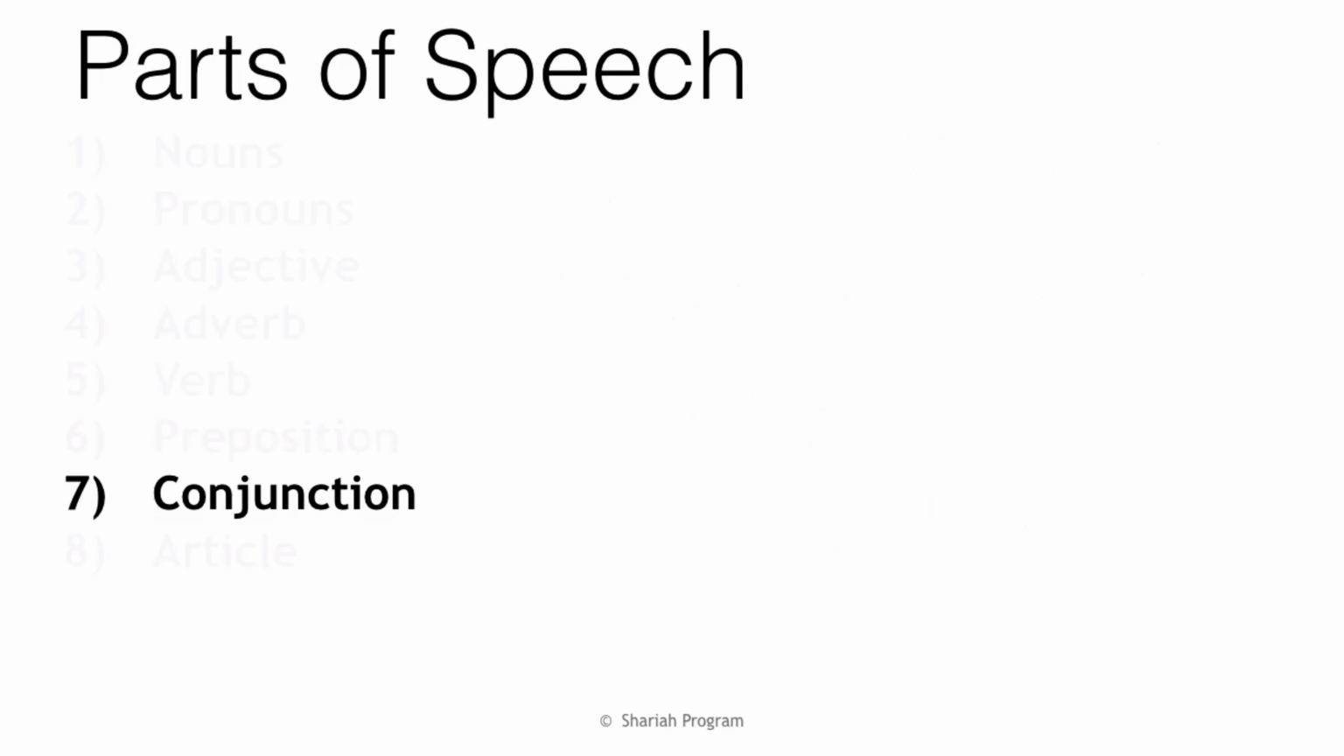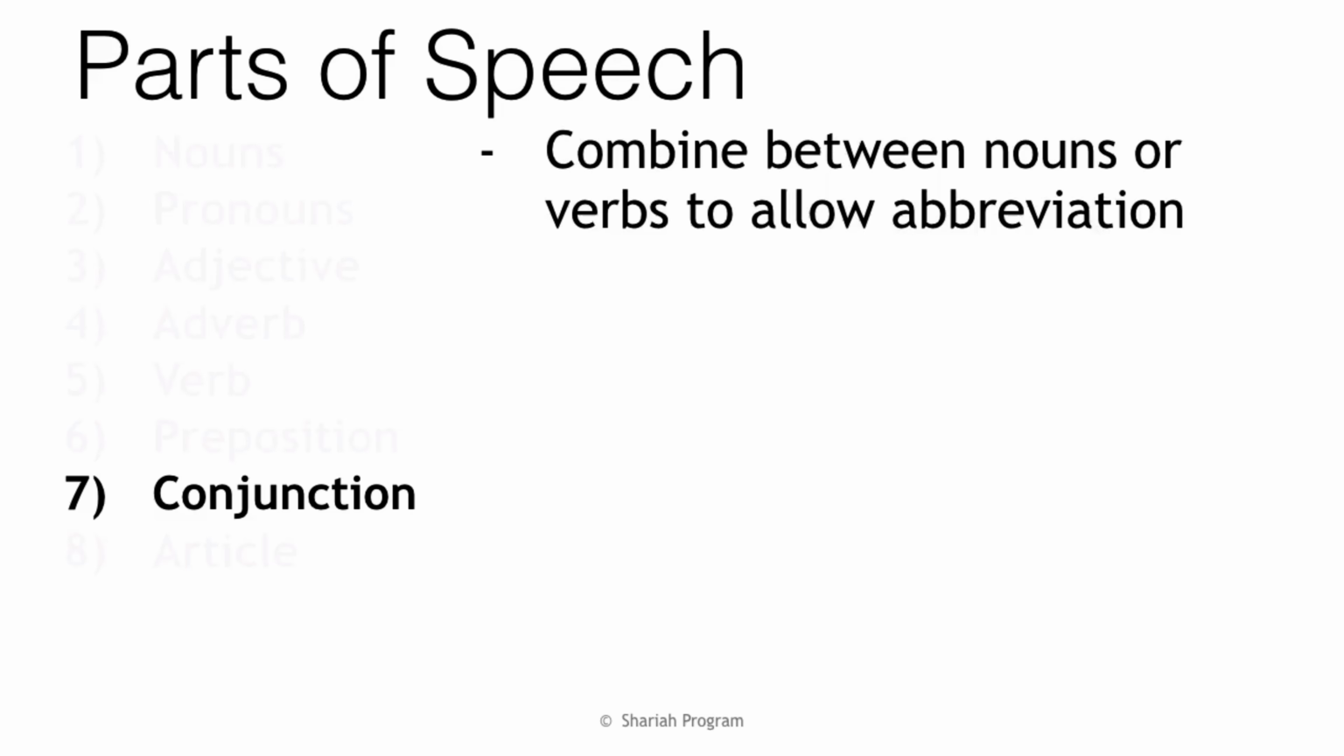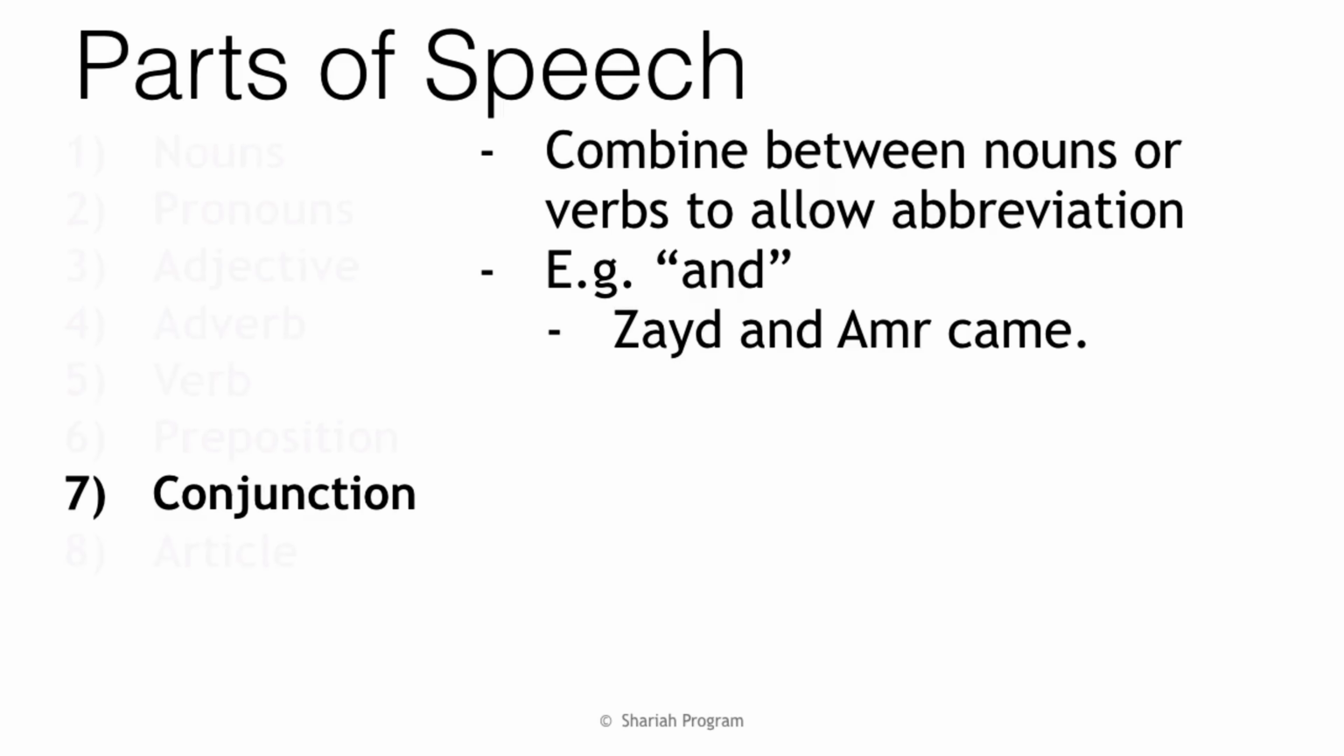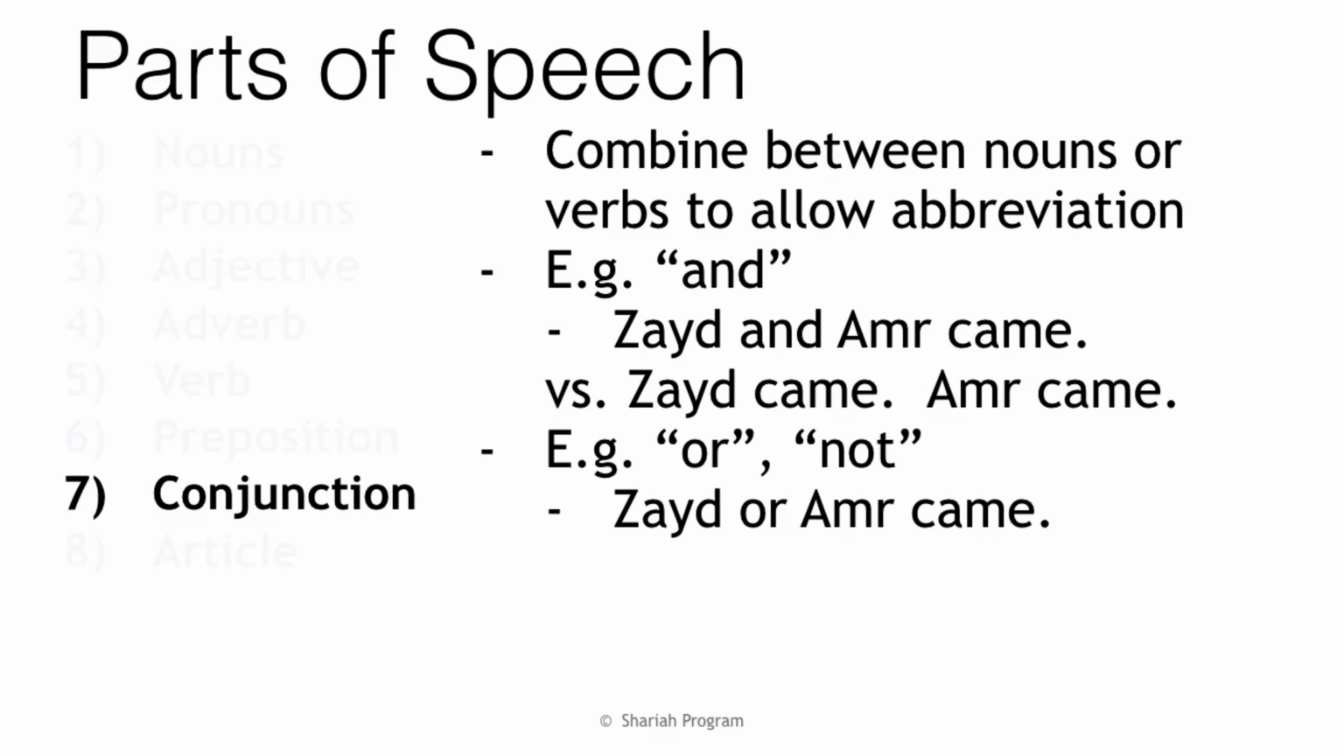And then our next part of speech is conjunction. And these, again, are small little words that are used to gather between or combine between nouns and verbs, and they allow abbreviation, so you don't have to repeat yourself, and you don't have to say the thing twice. So you say something like Zaid and Amr came. So instead of having to say Zaid came, period, capital letter, Amr came, there's no need to say came twice. Just use the word and, and now we have Zaid and Amr both gathered together in being the subject of the verb came. And then there's various examples of conjunctions, which we'll give to you on the upcoming slides. Or and not are further examples of conjunctions.